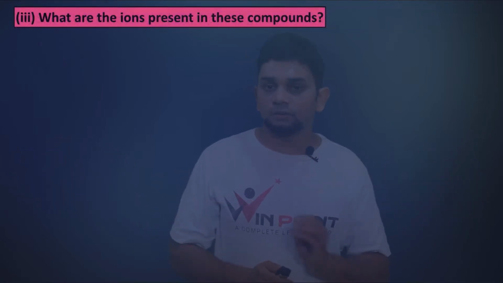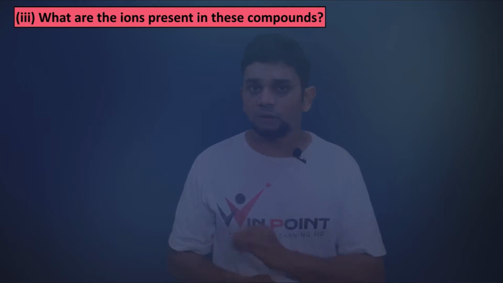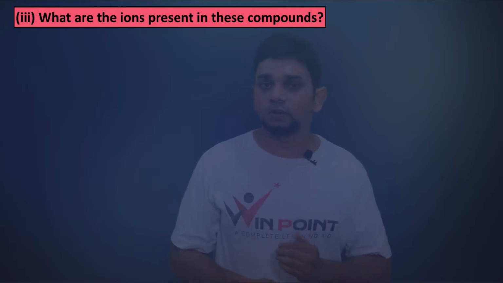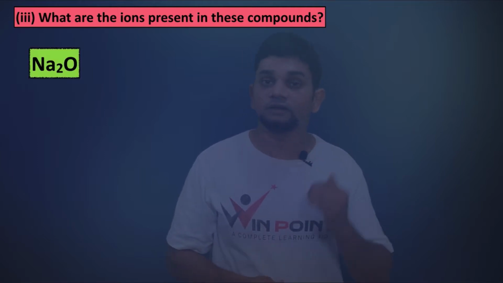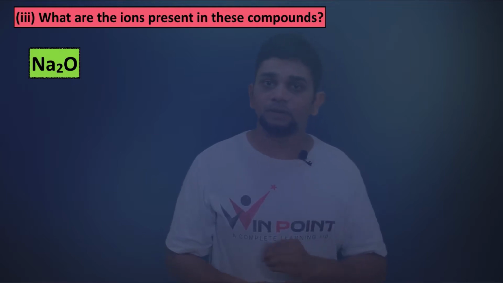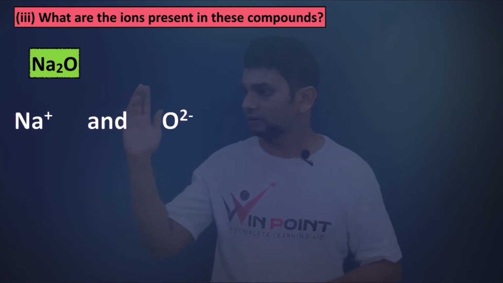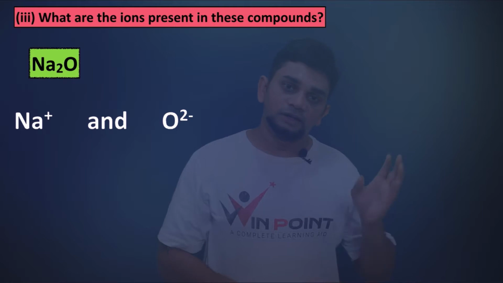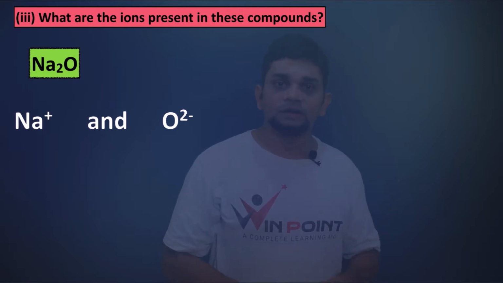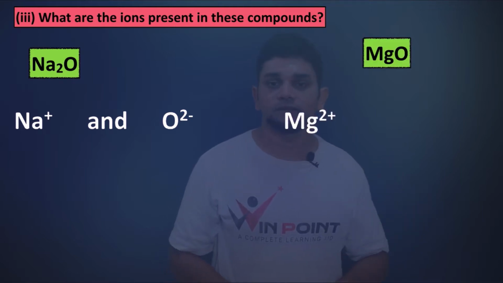What are the ions present in this compound? In this compound there are ions. Na2O, what are the ions present in Na2O? It is Na plus and O2 minus. Here you can see it is Na plus and O2 minus. In the case of MgO, the ions are Mg2 plus and O2 minus.